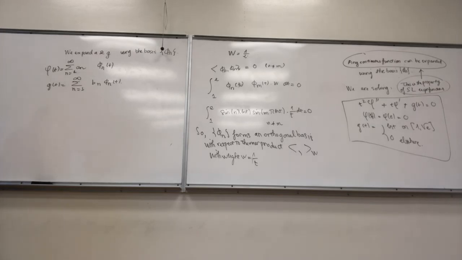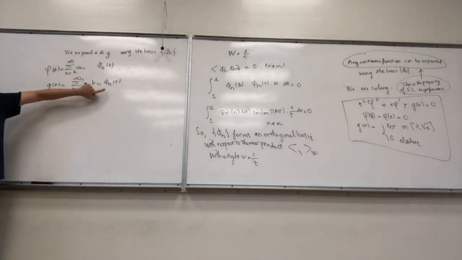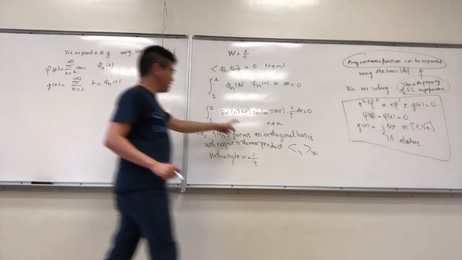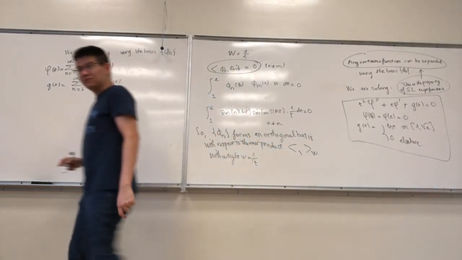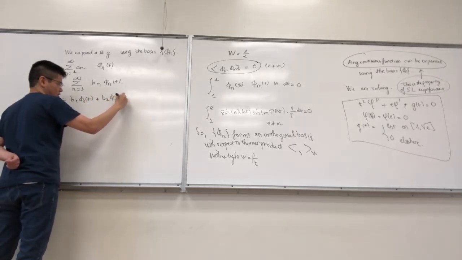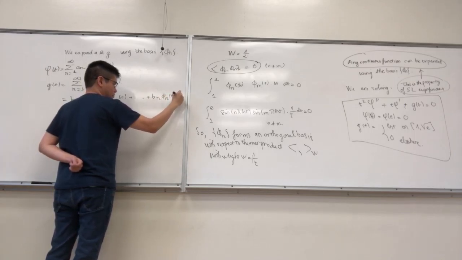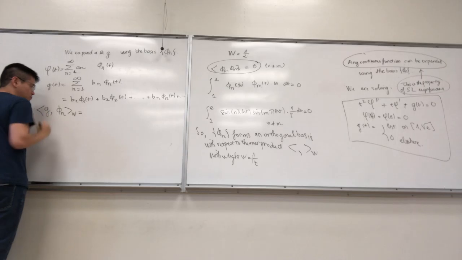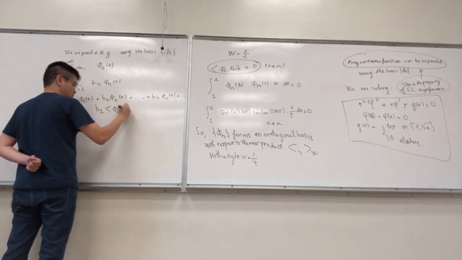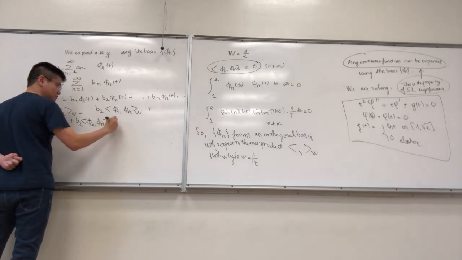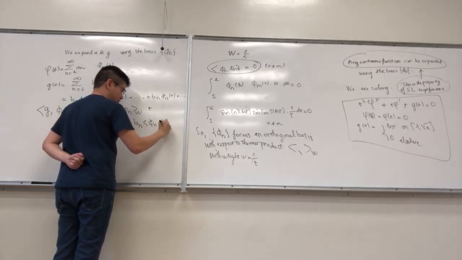Yes? Should be a_n divided by beta_n? Not yet. Forget about a_n. How can I compute b_n directly from here? Yes? The inner product of g with phi_n with the weight, divided by the inner product of phi_n with phi_n with the weight. So we use the fact that all of these are orthogonal. Suppose I want to compute b_n, so this is b_1 phi_1(t) plus b_2 phi_2(t) plus b_n phi_n(t). To compute the constant b_n, I inner product g with phi_n with respect to the weight w. So I have b_1 (phi_1, phi_n) with respect to w, plus b_2 (phi_2, phi_n) with respect to w, plus b_n (phi_n, phi_n) with respect to w.